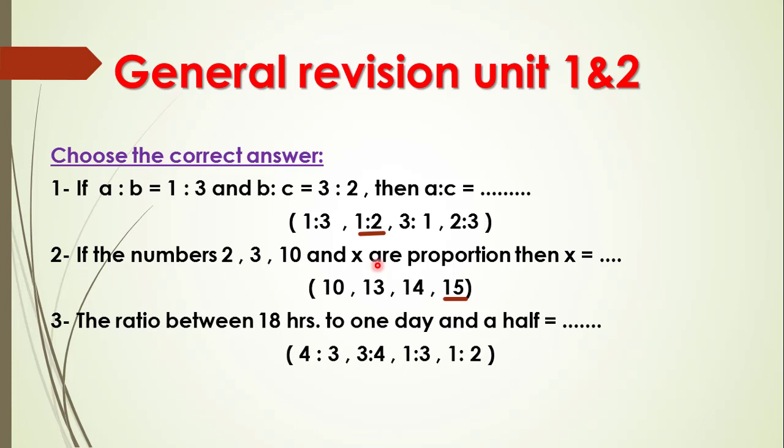Number 3, the ratio between 18 hours to 1 day and a half. We have 1 day and a half. So 24 plus 12 will be 36. So I want to calculate the ratio between 18 to 36. So I'll divide by 18 to simplify, equal 1 to 2. Number 3, the ratio between 18 hours to 1 day and a half is 1 to 2.